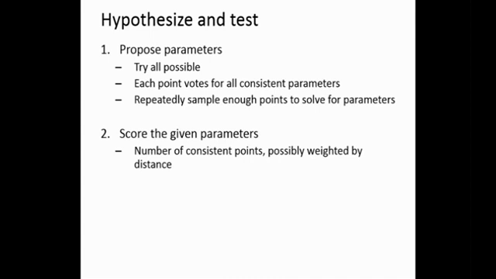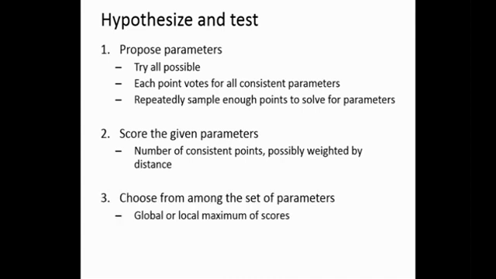Then, given your parameters, you compute the score of your error function or goodness of fit function. If you expect that there are outliers, then a good score is often how many points agree with the current model, so how many points are within some epsilon error. And then from all the different sets of parameters you've tried, you choose the one that gives you the best score.